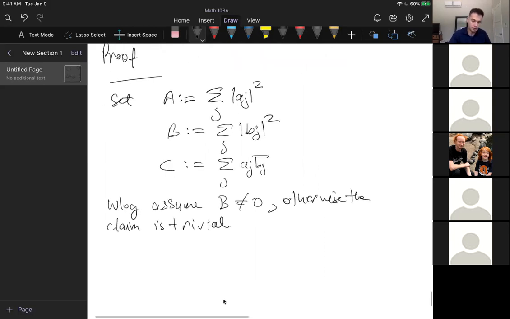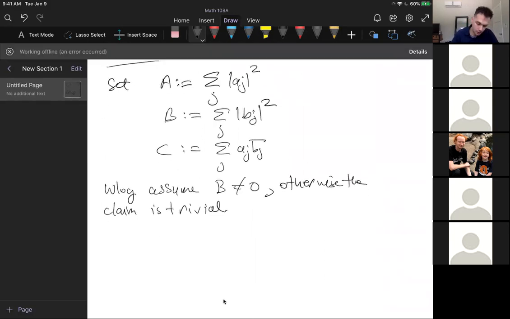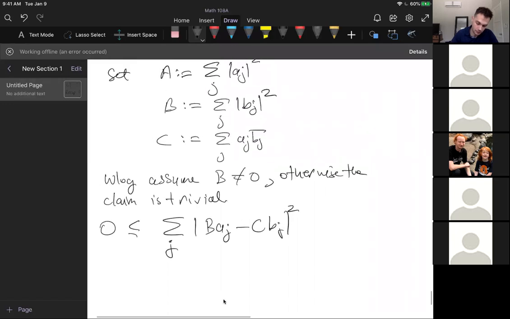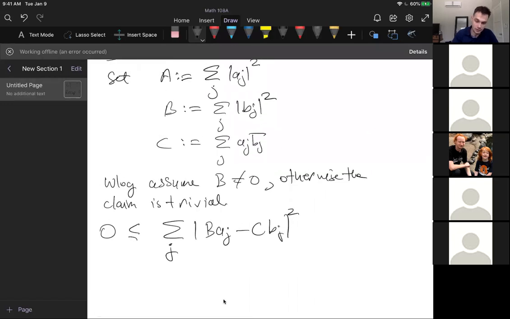And what are we going to compute? Well, we're going to compute with something that we know to be positive. Okay, so 0 is always less than or equal to the sum of non-negative things. So I'm going to sum over J, and I'm going to have BAJ minus CBJ, like this, squared, where A, B, and C are these quantities over here.